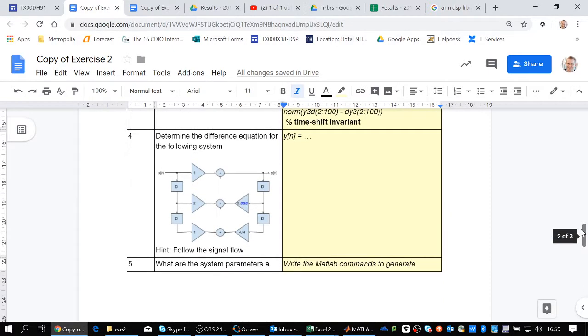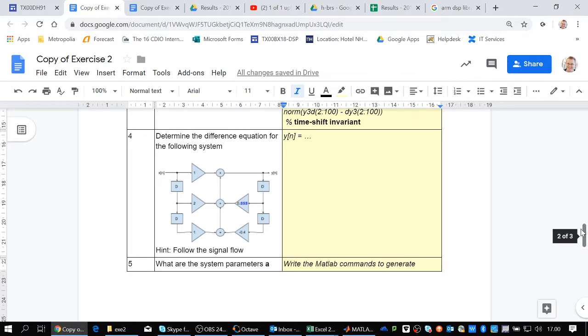Okay. The next one. This is a nice exercise. I will let you work on that yourself. I will just give you some hints how to do this. Oh, well, I have this one.